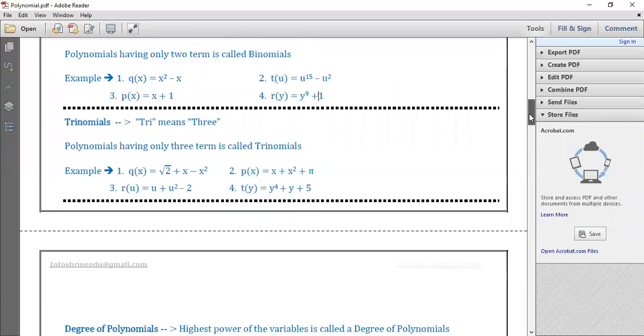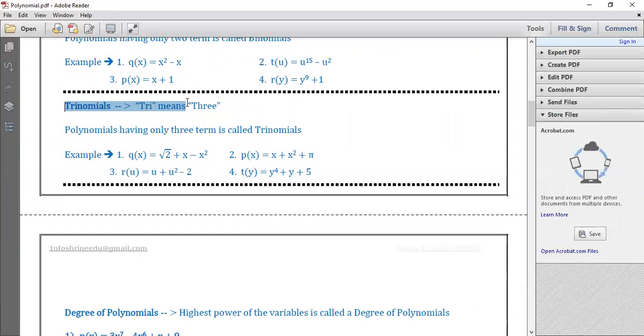And again, the third one, trinomial. We know that tri means three. The polynomial having only three terms is called the trinomial. So anything which has three terms is called the trinomial. So you see root 2x minus x square. There are three terms here, and here three terms, x plus x square plus 5. And here u is one term, u square is one term, minus 2 is one term. So there are three terms. And y power 4 is one term, y is one term, and 5 is one term. So since we have three terms, it is called the trinomial.